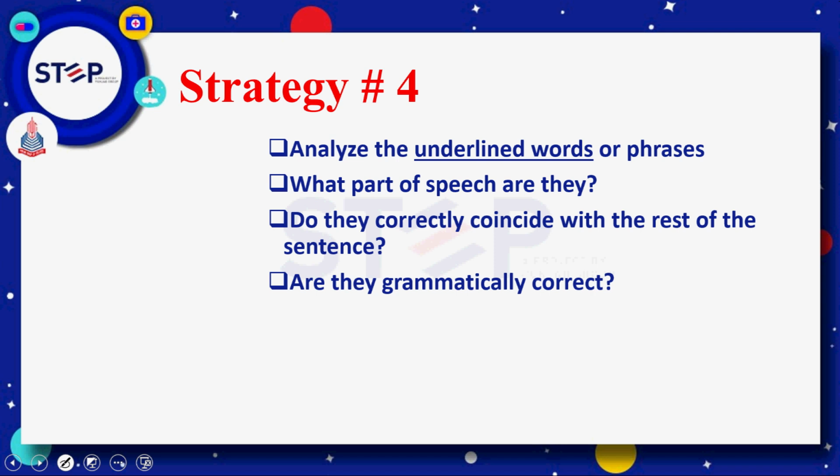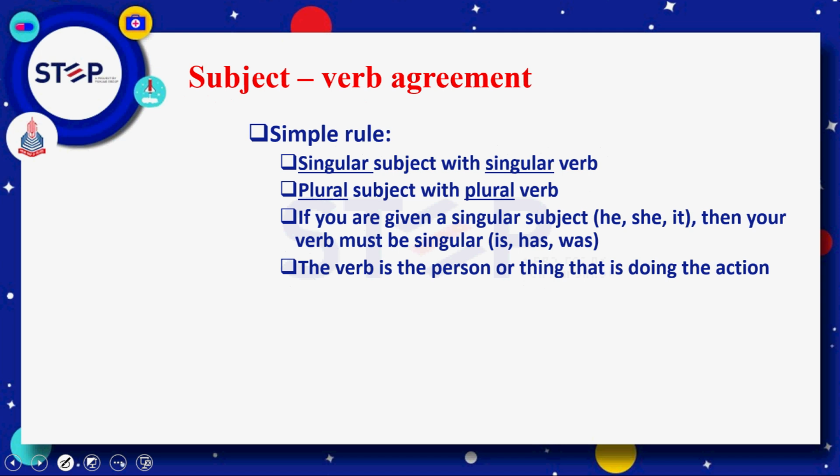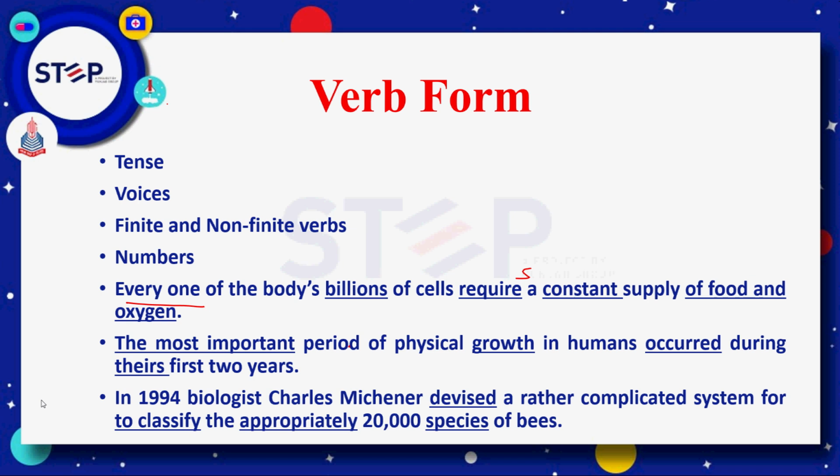Next strategy, analyze the underlined words or phrases. What part of speech are they? Do they correctly coincide with the rest of the sentence? Are they grammatically correct? Subject-verb agreement is one example. There is a simple rule: singular subjects are used with singular verbs, and plural subjects with plural verbs. If you're given a singular subject, he, she, it, then your verb must be singular: is, has, was. Regarding verb forms, tenses, voices, finite and non-finite verbs, and numbers, these are the most important things that can occur in the error identification questions.